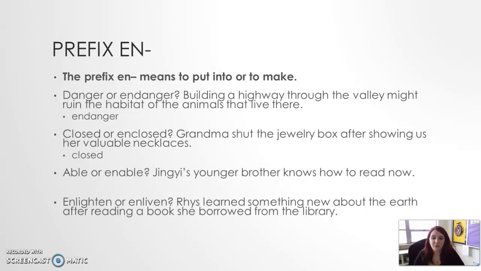Able or unable? Jingy's younger brother knows how to read now. He is able to read now. Enlighten or enliven? Rise learned something new about the earth after reading a book she borrowed from the library. She was enlightened. Enlightened, brought to the light.